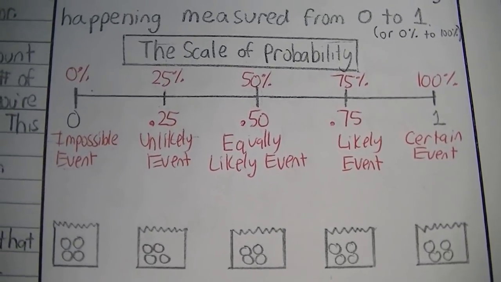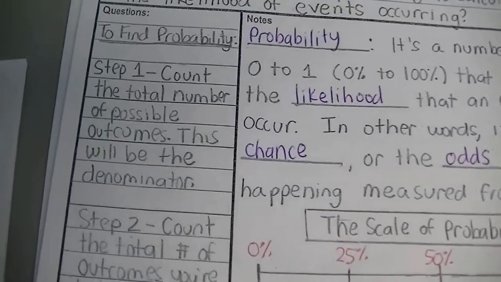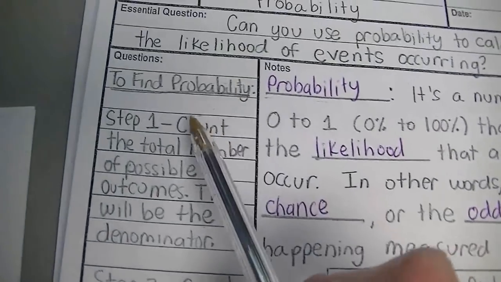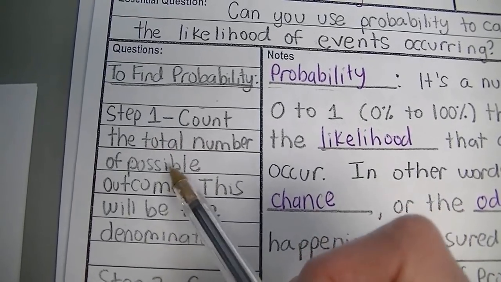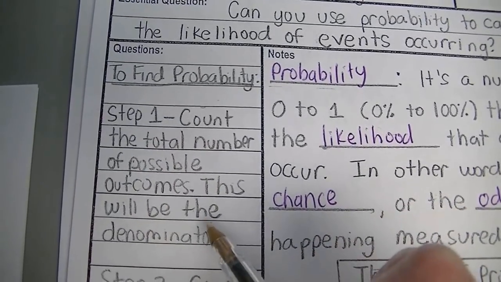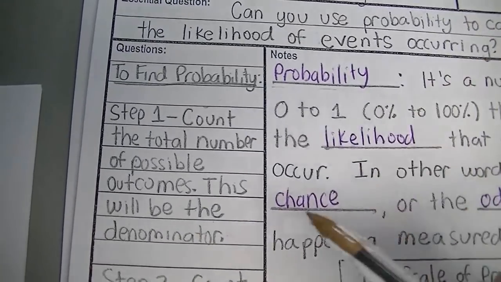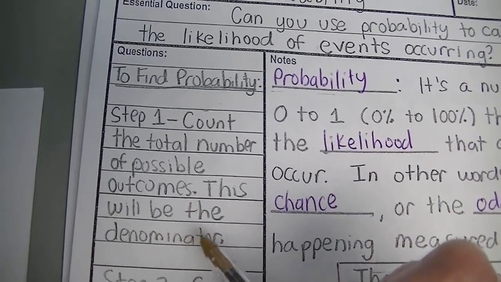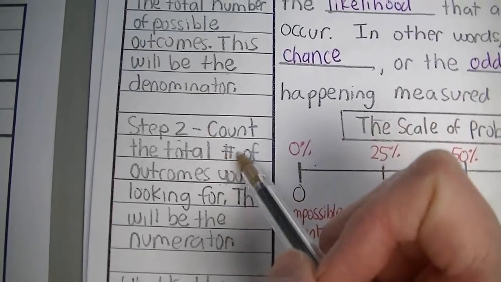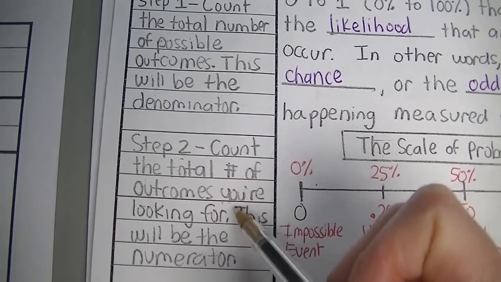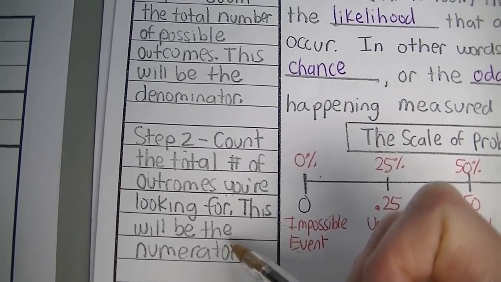So I'm going to go ahead and show you what I have written over here in the left-hand column. And it says, to find probability, your first step that you need to do is count the total number of possible outcomes. And that's going to be the denominator. So how many possibilities are there? That will be your denominator, you know, the bottom part of your fraction. The second step, step 2, then you would count the total number of outcomes you're looking for. This will be the numerator.